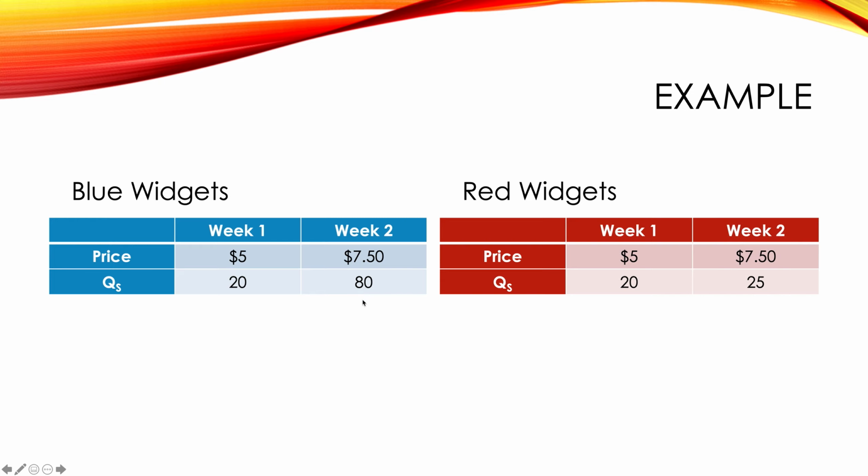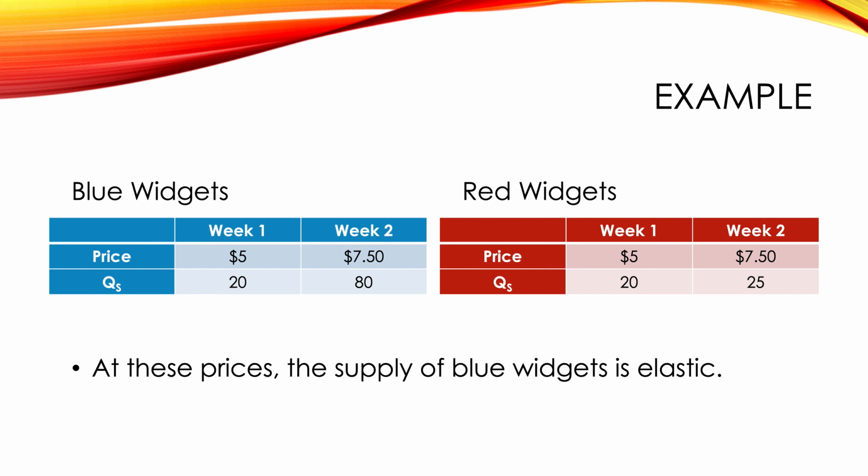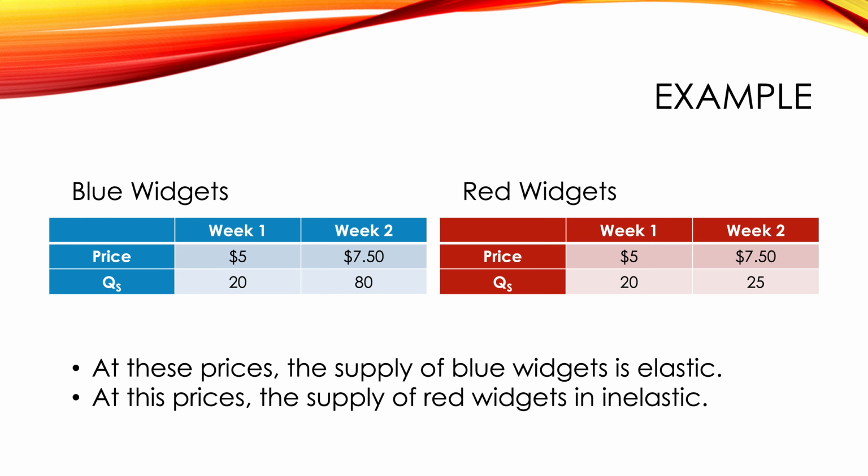Very sensitive. For the red widgets, it's a little bit different. The price change was the exact same, went from $5 in week 1 to $7.50 in week 2, but this firm only produced 5 more. Look, that's only a 25% increase in the amount of widgets produced. 20 in week 1 to 25 in week 2. In other words, they didn't look like they really care that much about that price increase. So at the prices you have here, the supply of blue widgets is elastic because a price change caused a big change in the quantity supplied. But for red widgets, we'd call them inelastic because that price change didn't really have that much of an effect on the quantity supplied. So that's how that works.